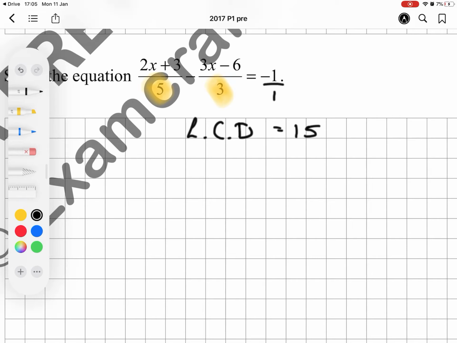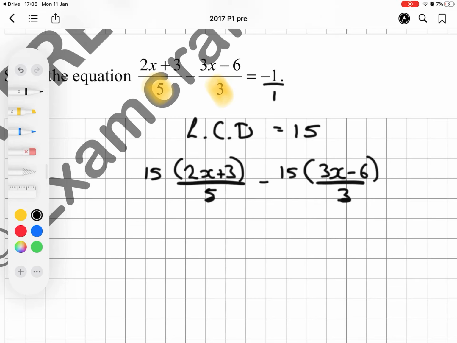So I'm going to multiply each term by 15. So it'll be 15 times (2x plus 3) all over 5 minus 15 times (3x minus 6) all over 3 is equal to 15 times minus 1 over 1. And I'm going to try and simplify to cancel out these denominators now.